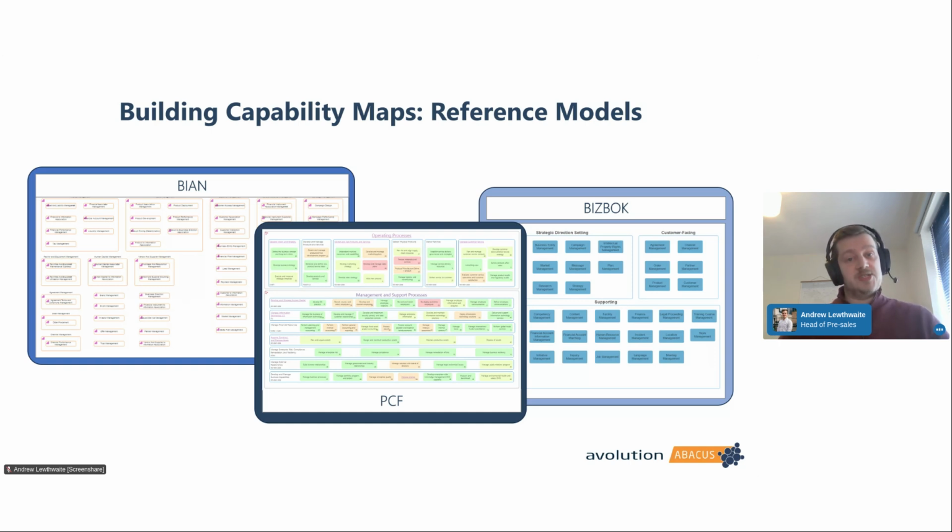We have things like PCF models. So these are typically process classification frameworks from bodies like APQC. And they also have generic ones and industry-specific ones as well. And then, of course, things like BizBOK, again, has some really great levels of capability modeling and arguably its own kind of business framework as well.